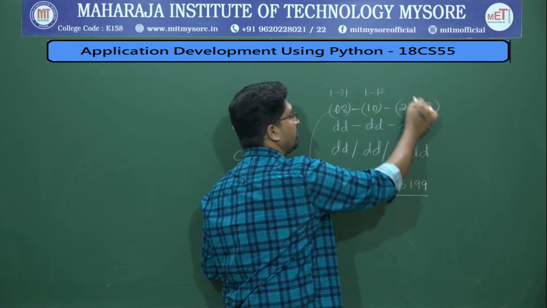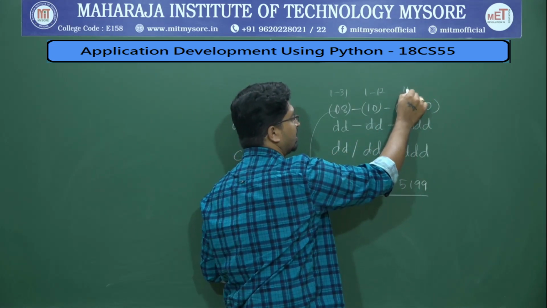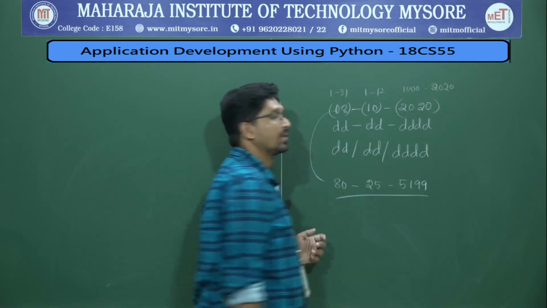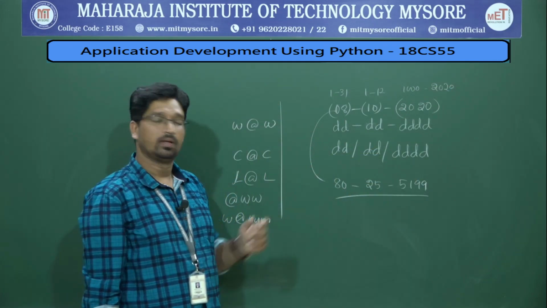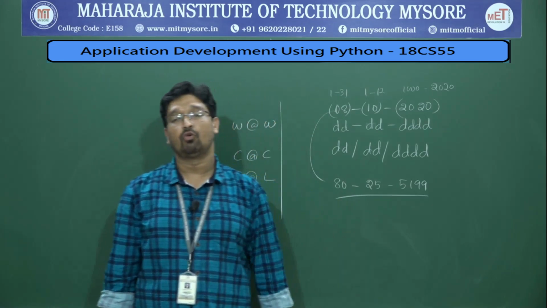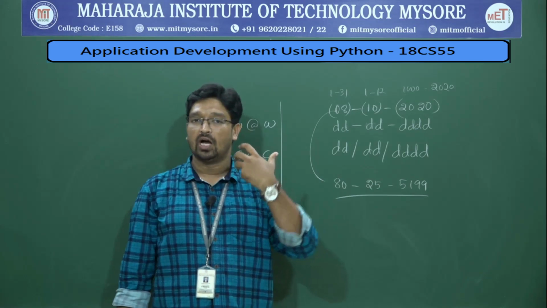This range will be some range, let us say 1000 to 2020, like this. So this is how you identify a date of birth. In the same way, let us consider phone number. How do you identify a phone number?